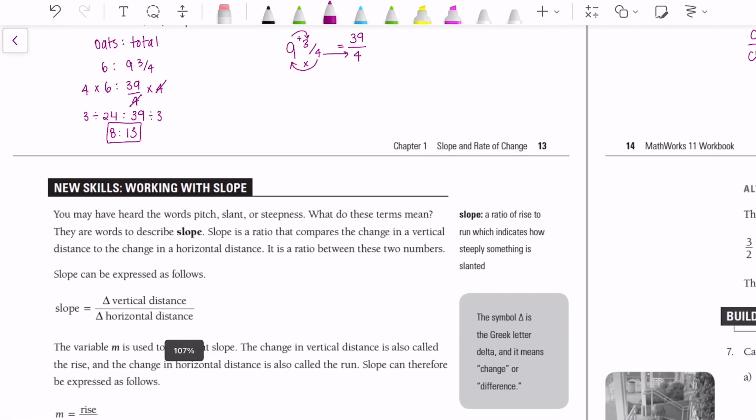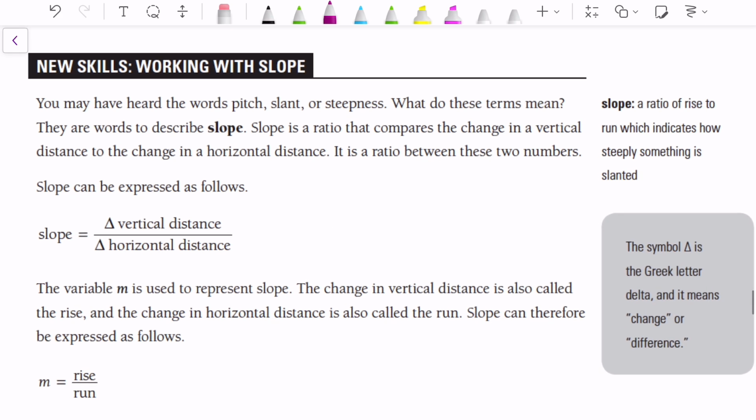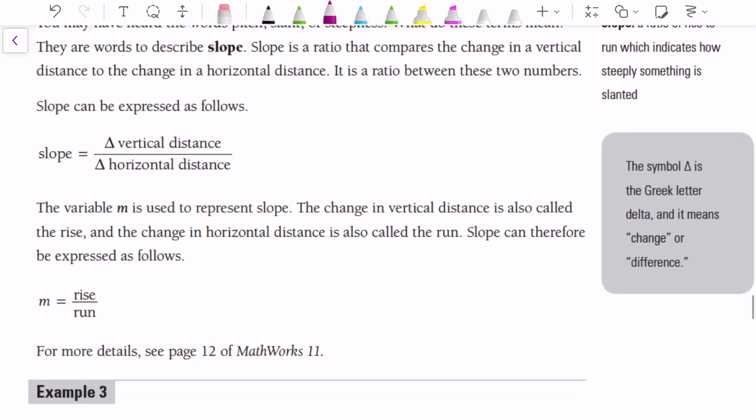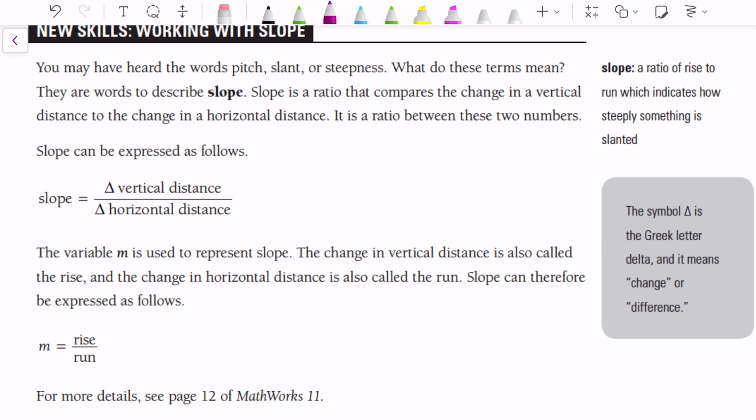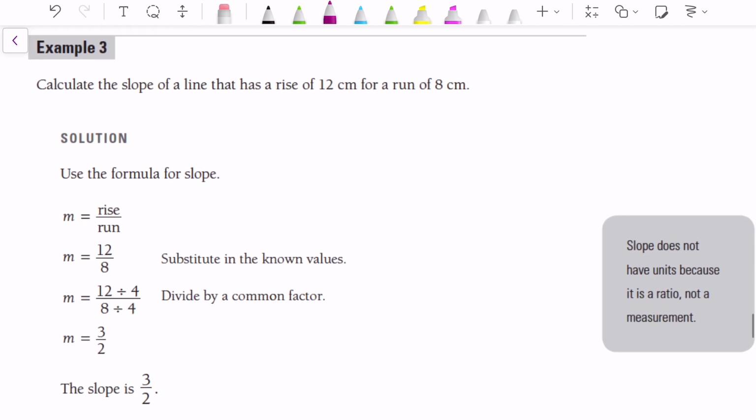All right, let's continue on. Getting back into the slope stuff. So the slope was actually a ratio of rise to run. So we can use the same idea with proportions and apply those to slope. So let's get into the first example. Just jump right in because we've already talked about that stuff.